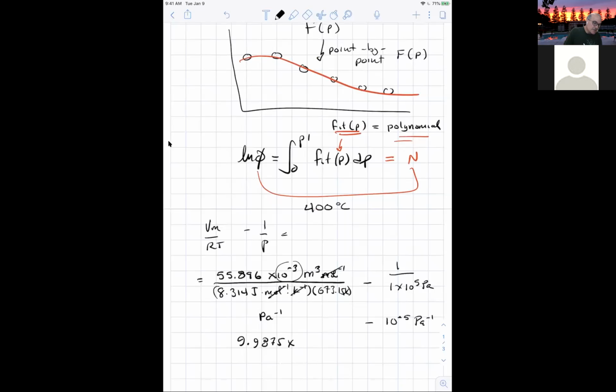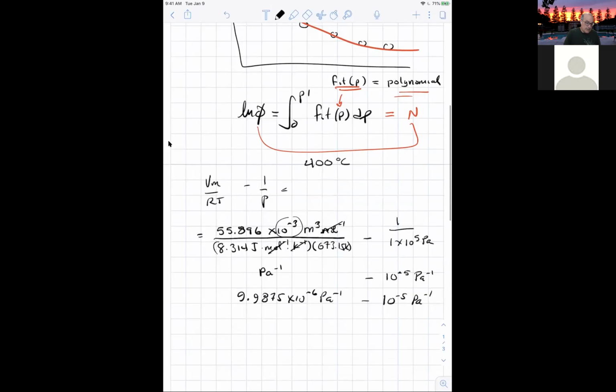All right, so this part here is 9.9875 times 10 to the minus 6 inverse pascals, and I'm subtracting 10 to the minus 5 inverse pascals. So this is going to be a negative number. It's pretty close. They're almost the same, but that's the whole point, because we know that this difference is small. That's kind of the whole point.